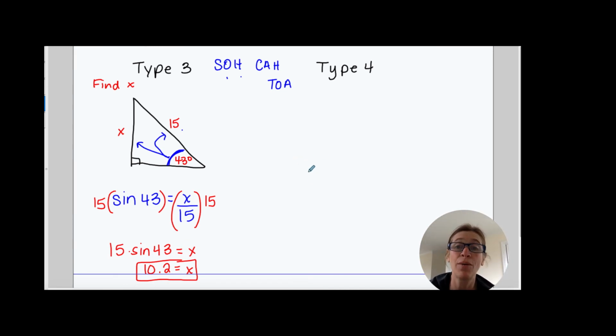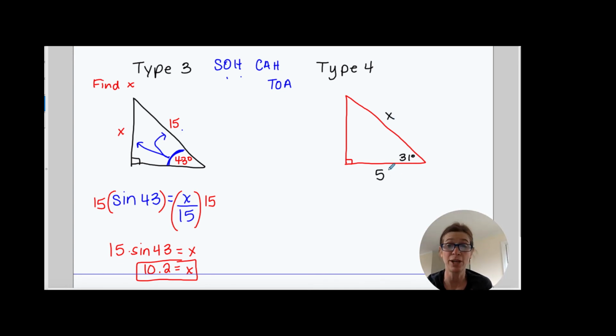Okay. All right, type 4 is similar, slightly different. I give you a right triangle. I give you an angle of, say, I don't know, 31 degrees. And I give you a side of, say, maybe 5, and I ask you to find the hypotenuse. Okay, so I have a right triangle. I have an angle, 31, and I have a side 5. I have 2 parts of that triangle. That means I can find that missing side.